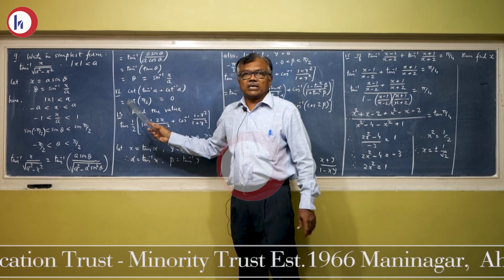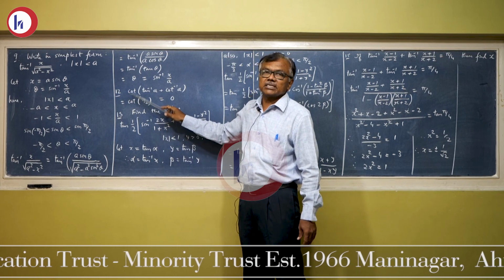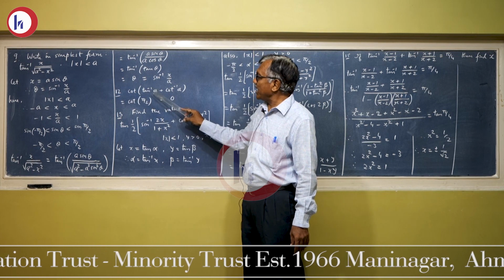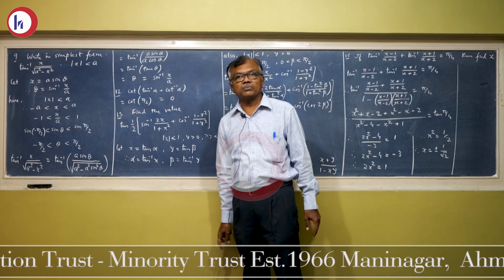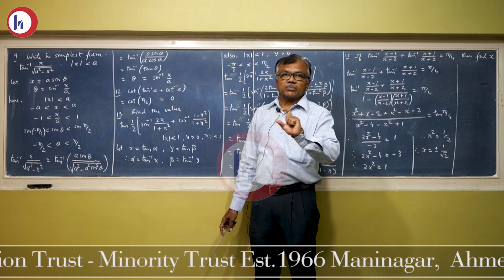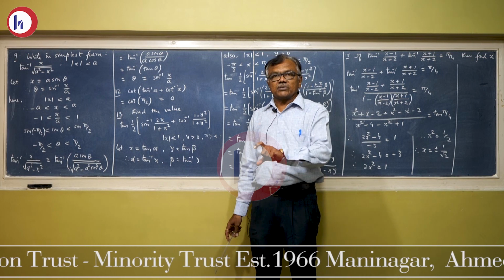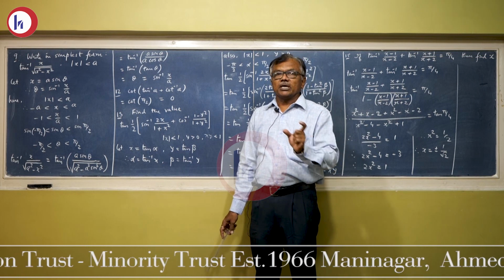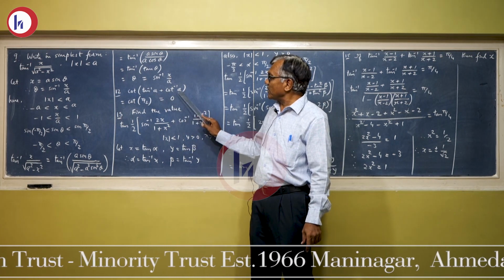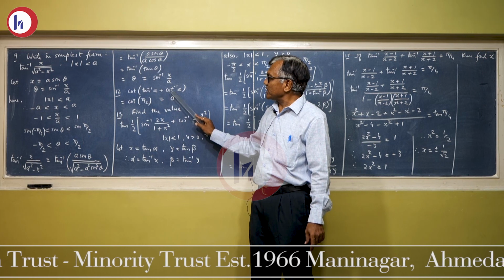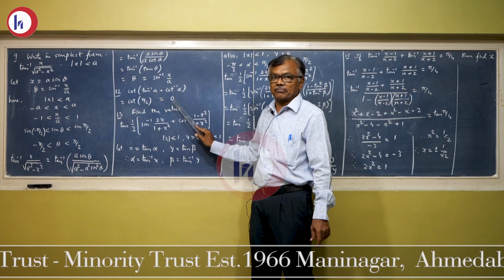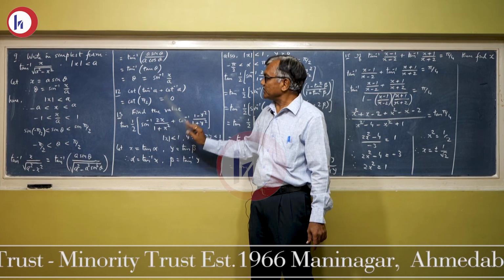Next example, very easy example, but sometimes this type of example can be asked in MCQ. cot of tan inverse a plus cot inverse a. Find the value of this. Now last time I gave the formulas for the complementary angles. Sin inverse x plus cos inverse x is pi by 2. Sec inverse x plus cosec inverse x is pi by 2. Tan inverse x plus cot inverse x is pi by 2. So tan inverse a plus cot inverse a is pi by 2. So cot pi by 2, value of cot pi by 2 is 0. So value of this is 0.